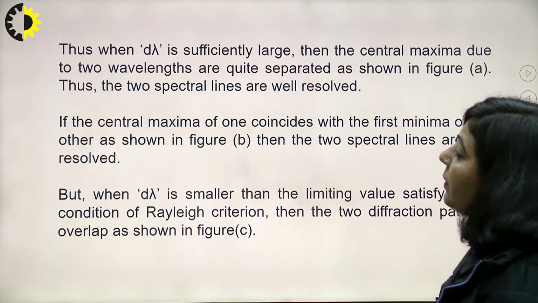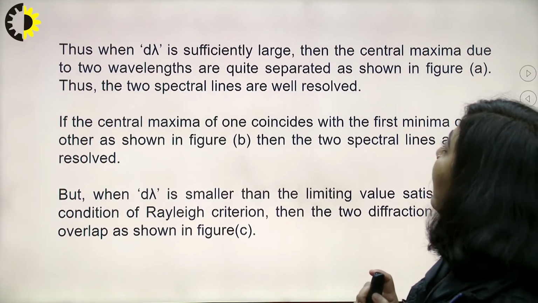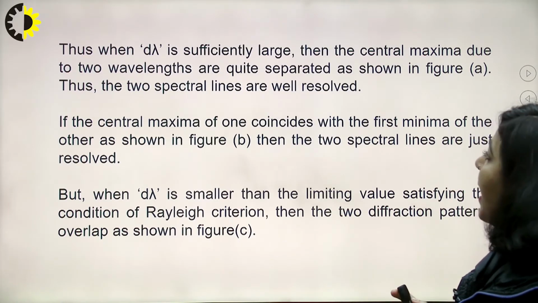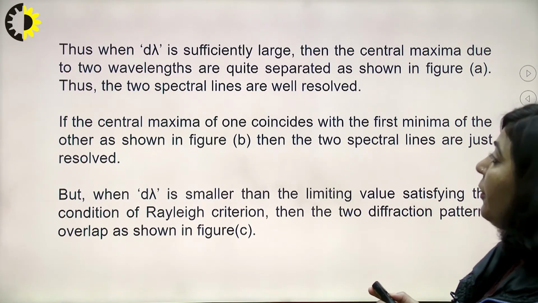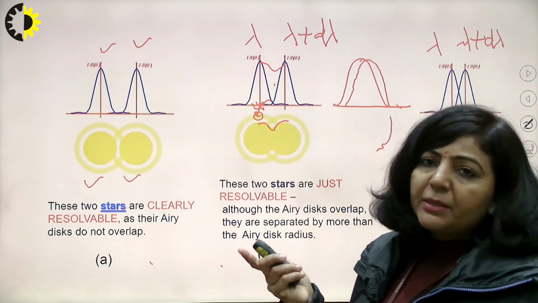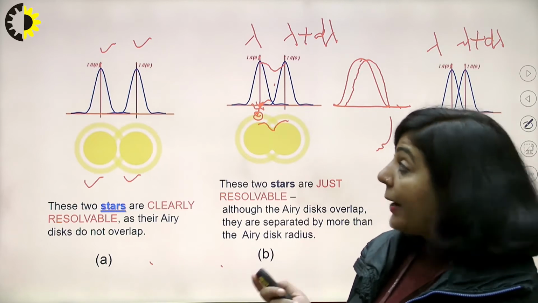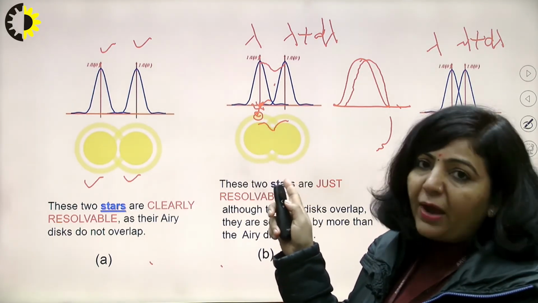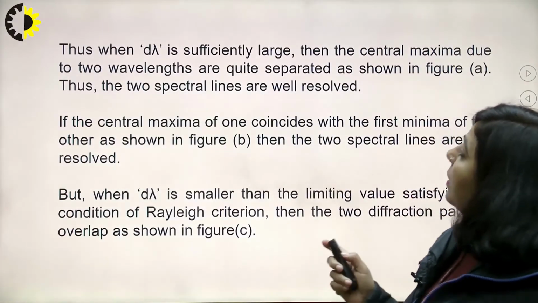So when d lambda is sufficiently large, then the central maxima due to the two wavelengths are quite separated, as you can see in figure number 1. If the difference between the wavelengths lambda and lambda plus d lambda is large, you can easily decide that there are two different diffraction patterns, right?